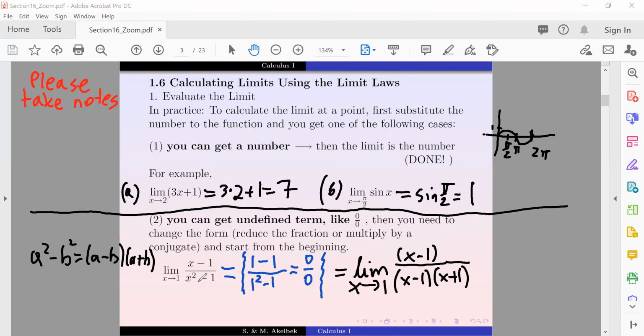So then we can reduce the factors. So we reduce x minus 1 with x minus 1. And we are left with limit as x goes to 1 of 1 over x plus 1. Once I perform something, I start from the beginning. So beginning is that you take the number and substitute for x. So in that case, I'm getting 1 over 1 plus 1 is 2. So the limit is 2.